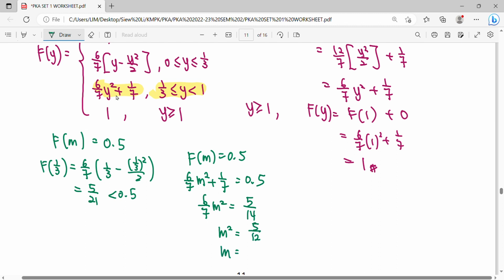So be careful when you square root, you have positive and negative roots. 5 over 12, or in decimal. So since the median is located in the interval 1 over 3 and 1, therefore we only accept the positive result.